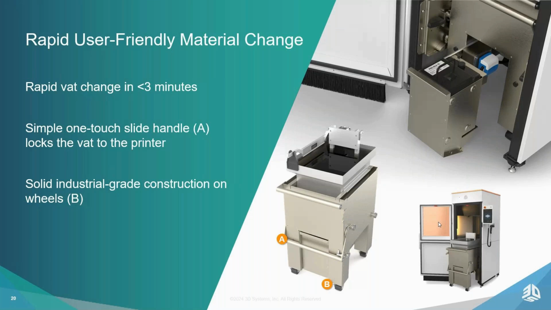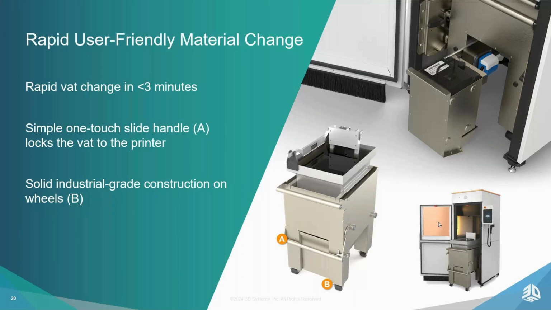So the vat is attached to the frame with the handle. And then if you want to take it out again, it's a very simple process just to lift that handle down and wheel out your vat. And typically you'd have another vat sitting on the side with a different material.